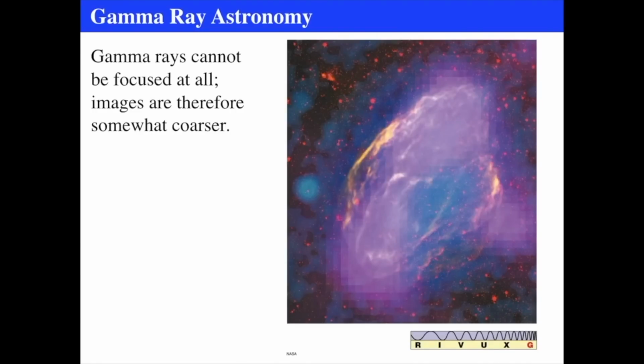Now we go up to the highest energy of light, which is gamma rays, and they can't be focused at all. They won't skip off of anything. They simply get absorbed. So when they interact with matter, they interact hard.